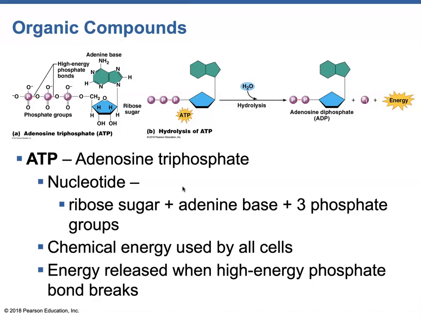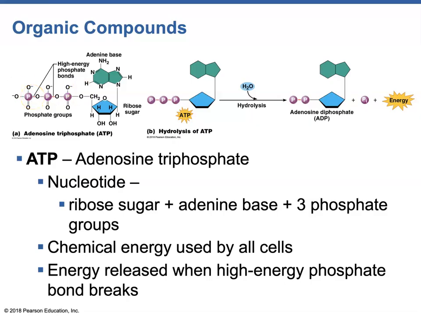Then ATP, I talked a lot about this already. ATP is what our body needs for energy. So remember that it's going to have a base. So here's our adenine base. It's going to have the sugar, ribose is the name of the sugar, and then phosphate groups. And ATP means adenosine triphosphate. So it means it has three phosphates that are attached to it.